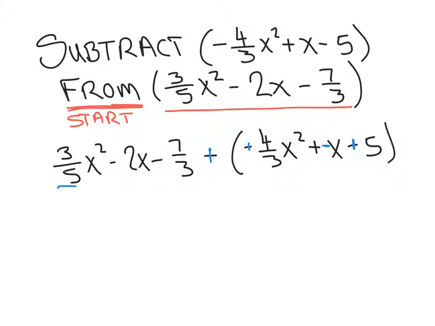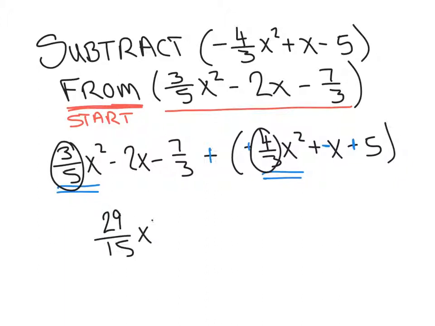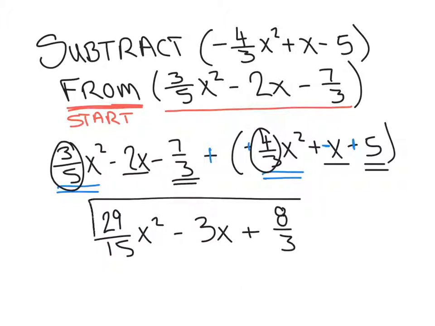I'm going to combine 3/5 x squared with 4/3 x squared. And I just encourage you to take advantage of the calculator. We could sit here and talk about creating common denominators and all that jazz, but to be more efficient, we'll just plug that into your calculator, add the 3/5 to the 4/3, and you're going to get 29/15 x squared. And now I'm going to combine the negative 2x with the negative x to make negative 3x. And then we'll combine the negative 7/3 with the positive 5. And again, use your calculator, and that's going to give you 8/3. And this is the final answer that I have.